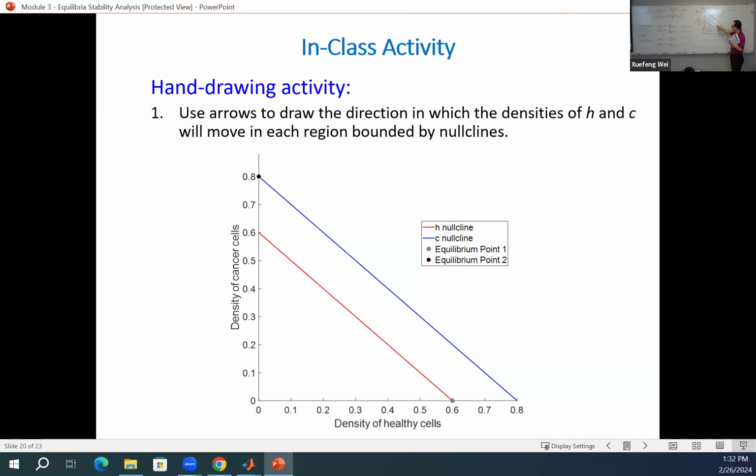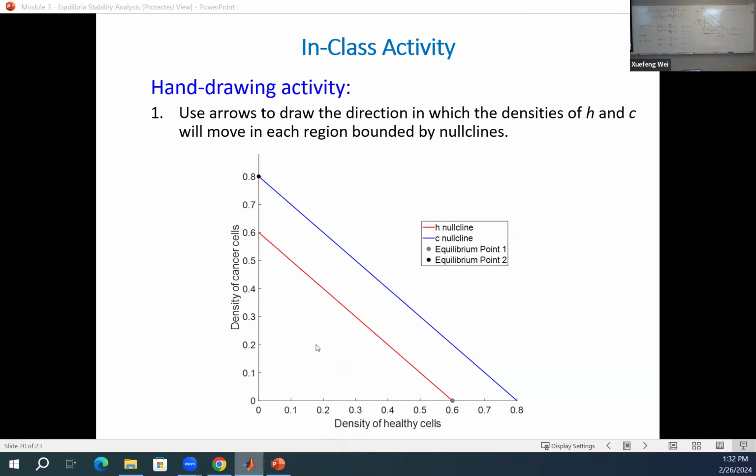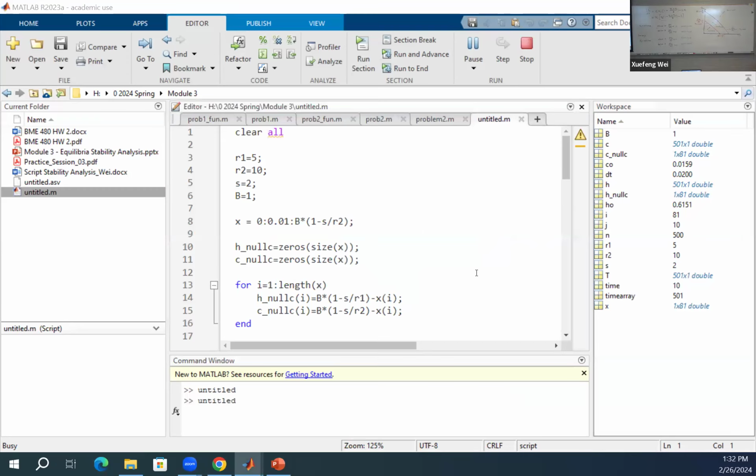So now you're in between. It means you're below the x2 nullcline, but above the x1 nullcline, because the x2 nullcline is higher than the x1 nullcline. So now you go northeast. Can you see that? So we can actually draw this. Let's run a simulation again to have a better idea, and see whether it matches our analysis using paper and pen.